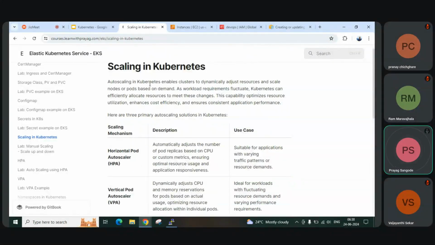scaling in Kubernetes. And there is one more method, the simplest method, increasing the number of replicas. We can do that manually as well. In the deployment configuration itself, we have an option called replicas. We can increase that to 1, 2, 3 or decrease it as per our requirement.